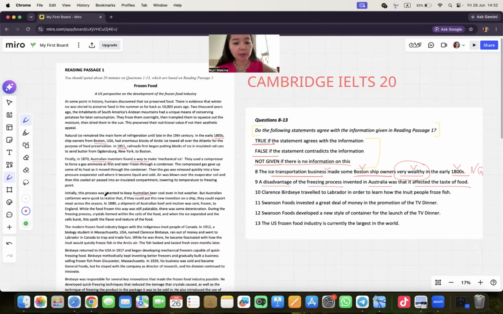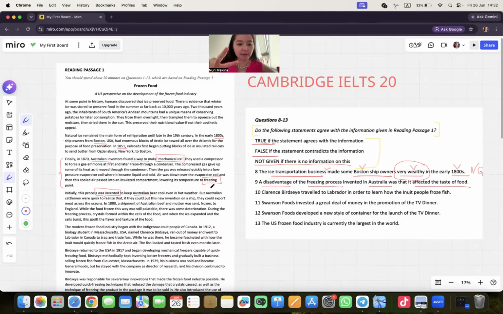No, we don't have it because I've noticed the word invented here. This process, by the words this process, they mean freezing process, I guess, right? The freezing process was mentioned in the third paragraph. So to make mechanical ice, it's a freezing process, I guess. So that's what I was mentioning about.